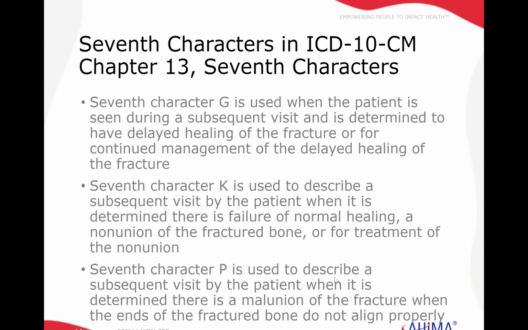G is used when the patient is seen during a subsequent visit and is determined to have delayed healing of the fracture, or continued management of delayed healing of the fracture. K is used to describe a subsequent visit by the patient when it's determined there is a failure of normal healing, or in other words, there is non-union. The two ends of the bone are not fusing.